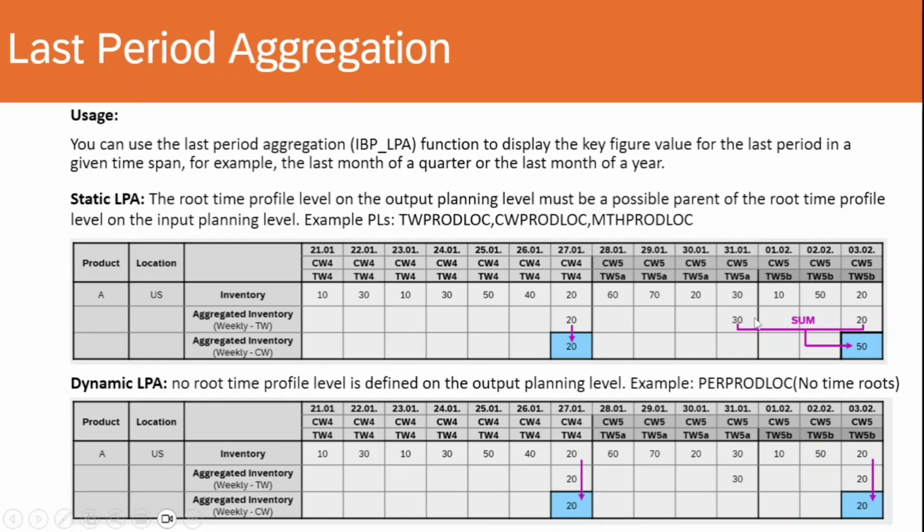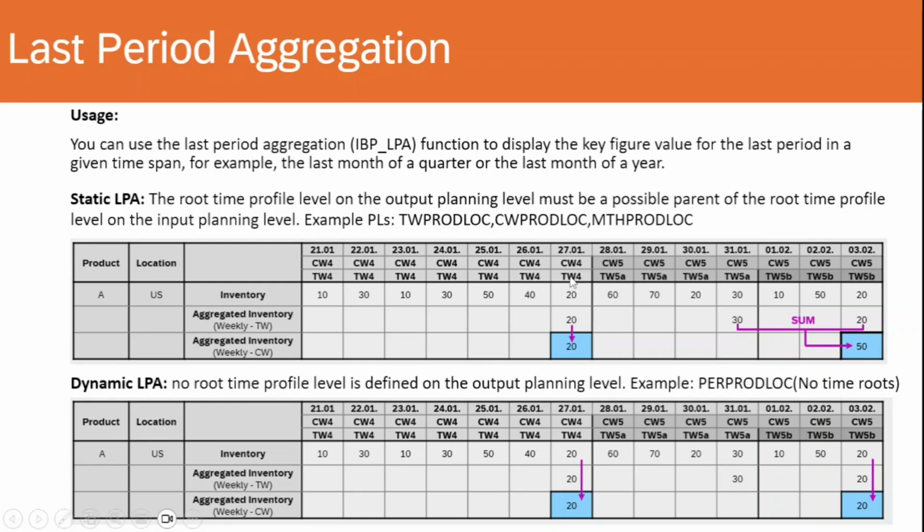Now, in the same way, if you try to display data at a calendar week level, your configuration is defined for a technical week. You applied a last period aggregation for a technical week where the lowest level is a day level, right? When you try to aggregate data to calendar week, what would happen? It will just add the sum. The aggregation mode would be applied here.